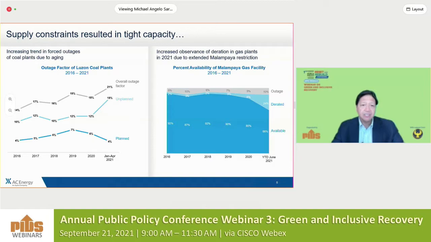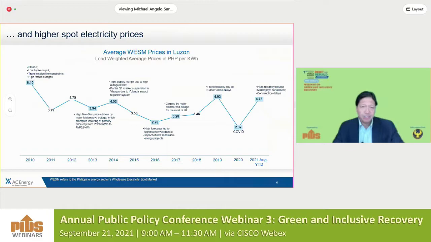And hence, on the next page, you see a long-term summary of the spot prices, which is a signal in terms of the supply-demand balance or imbalance. You will see here the last 12 years, from 2010 to year-to-date 2021, where the spot market reached a high of 6 pesos and a low of 2.78 in 2016, which is a normal year, but of course, 2020, the COVID year, of 2.37.